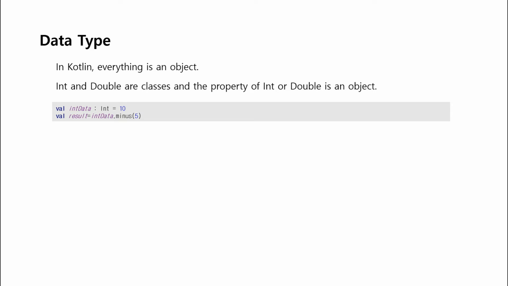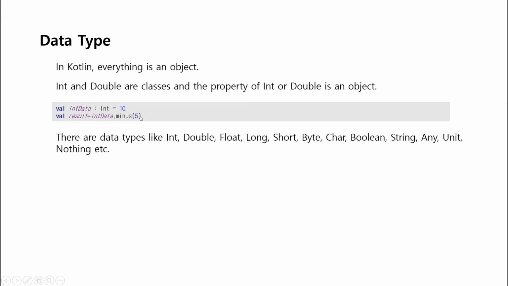In this code snippet, we have a property with int type. The value is 10, and because this property is a class, you can use its functions like minus. These are the data types available in Kotlin. As you can see, Int, Double, Float, Long, Short, Byte, Char, Boolean, String, Any, Unit, Nothing, and more. Let's look at some of the data types.